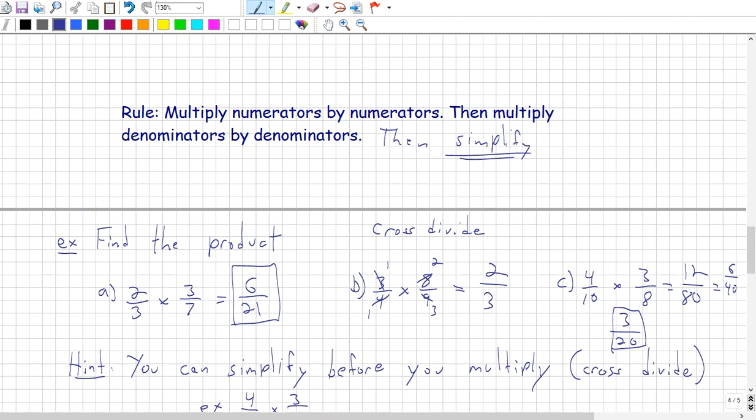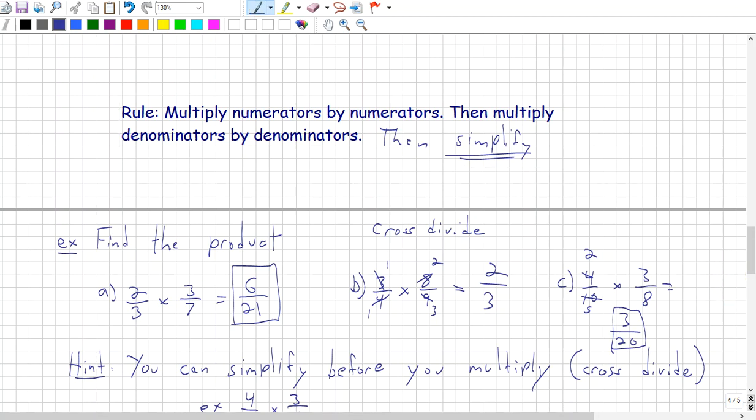But again, before I multiply, if I look at the 4 and the 10, that can be reduced right away, right? 2 goes into both those. So I would divide by 2, divide by 2, so I get 2 over 5. But again, if I look at the tops, the cross division works between fractions, between the same fractions, between different fractions, all the time, right? So it's a really handy tool.